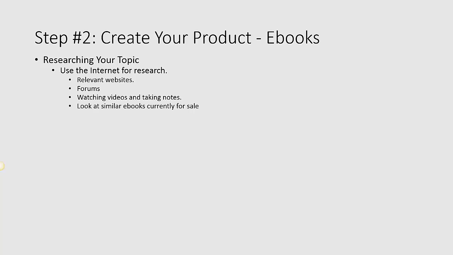Look at similar ebooks currently for sale. You don't have to buy the ebooks, but you could actually look at their sales copy. So look at the niche you chose. Maybe it's acne. You could find plenty of acne ebooks on ClickBank. Take a look at their sales page to see what kind of topics they covered within their book so you aren't missing anything. Consider the Amazon book section and browse the table of contents.